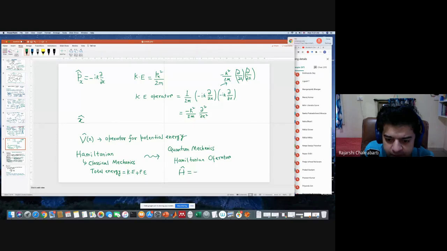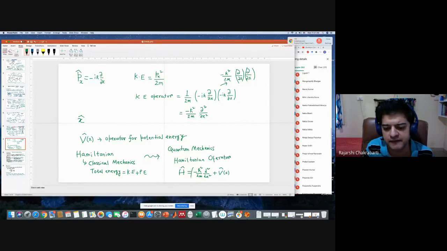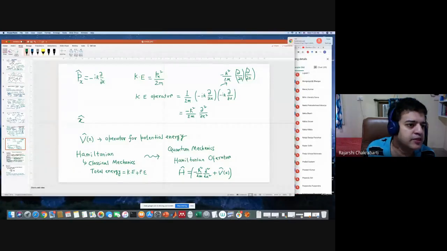So it has to be like minus h-cross squared by twice m, d squared/dx squared, plus V. Is this clear? Yes, sir. Is this clear? Okay. Now what about in 3D? This is in 1D I'm doing, no? So let us do something in 3D at least.